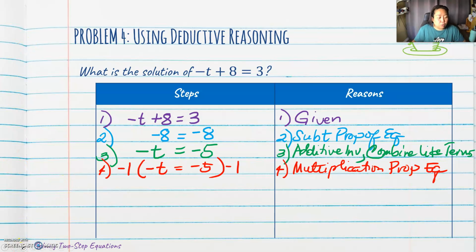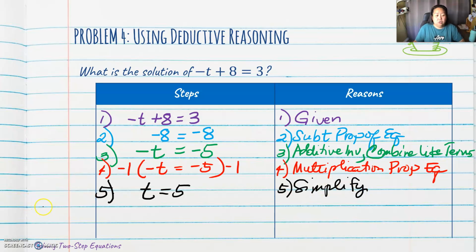And so, what now will be our simplified form here? This is now going to be -1 times negative t, that's going to be positive t. -5 times -1, that's going to be positive 5. What did you do there? Well, you actually simplified the work. And so t is equal to positive 5, okay?